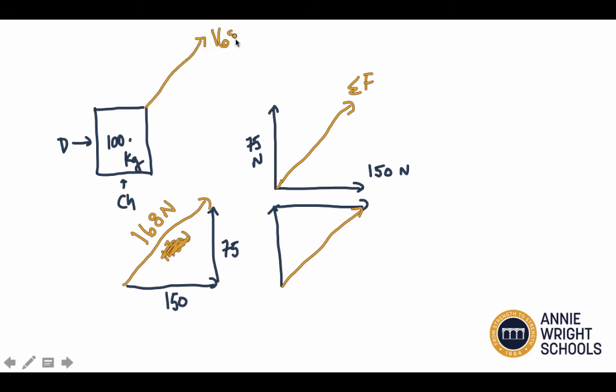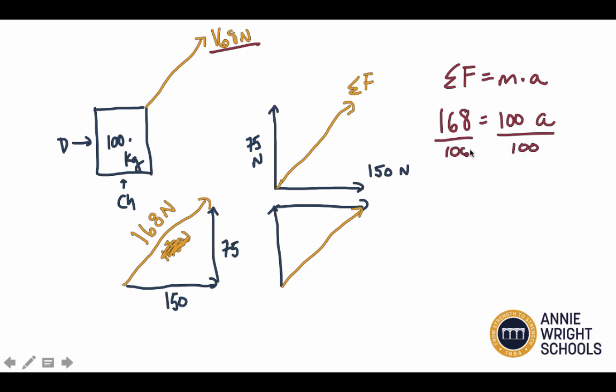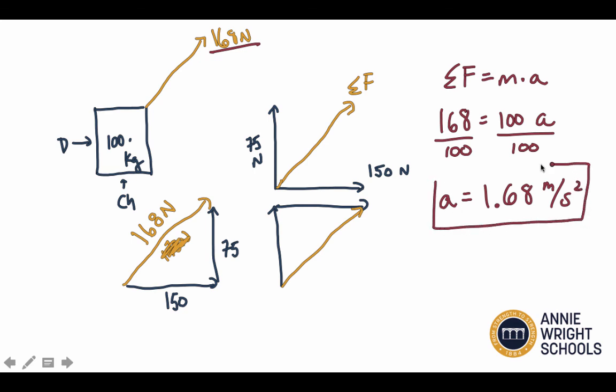And it's 168 newtons. Now I can come over here and use Newton's second law that says the sum of the forces equals mass times acceleration. I know the net force is 168 newtons. I know the mass of the object is 100 kilograms. I don't know the acceleration. I can divide both sides by 100, and I get that the acceleration is 1.68 meters per second squared. I know I'm in meters per second squared because my mass is in kilograms and my force is in newtons.